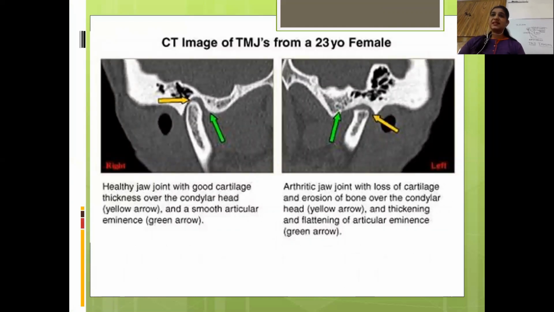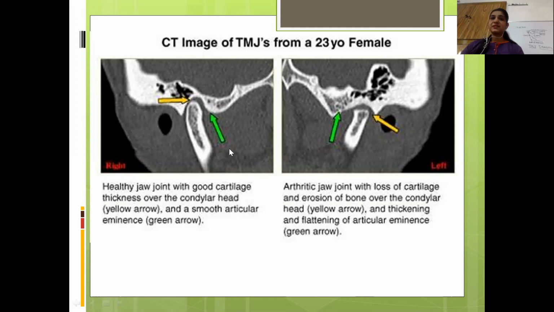This is the CT image of the TMJ from a 20-year-old female. This is the healthy joint, and we can see good cartilage thickness over the condylar head, and the yellow arrow shows a smooth articular eminence. With the green arrow, as we can see, this is the articular eminence. It is smooth and very well seen. Over here, we can see the arthritic joint with loss of cartilage, and there is thickening and flattening of the articular eminence also.